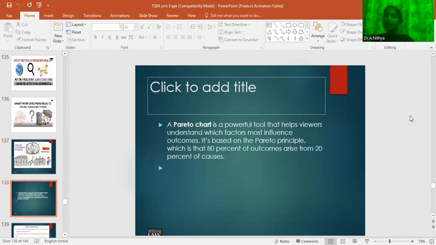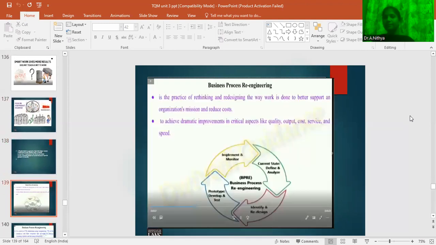So Pareto chart is a powerful tool that helps viewers understand which factors most influence outcome. It is based on Pareto principle, which is that 80% of the outcome arise from 20% of causes. That is, 80% of effect from 20% of causes.